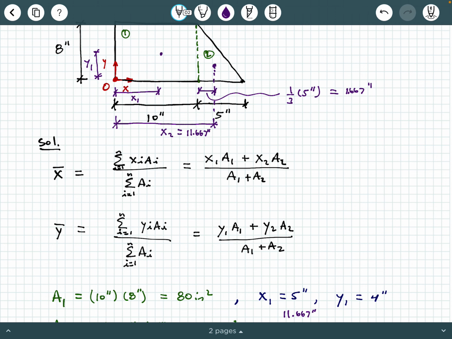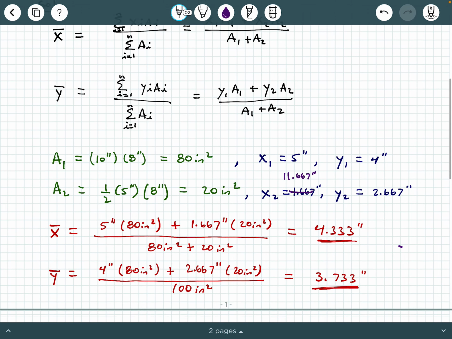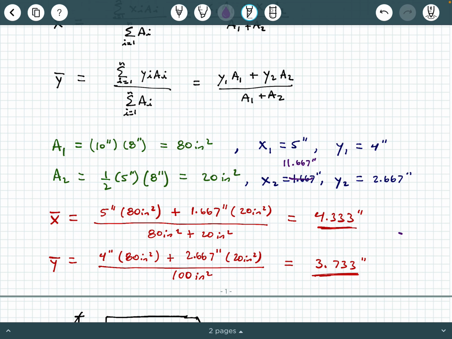All right, now what about Y2? Well, Y2 is measured from the origin to the centroid of the triangular part in the vertical direction. So Y2 is right here. This was not a mistake in the previous video, so that's going to be 1/3 of 8 inches, which I believe comes out to be 2.667 inches, okay? So this 2.667 inches is correct for Y2.